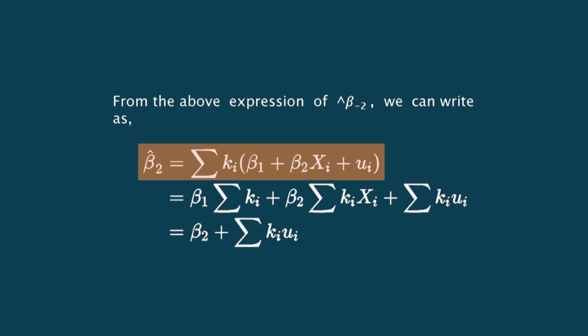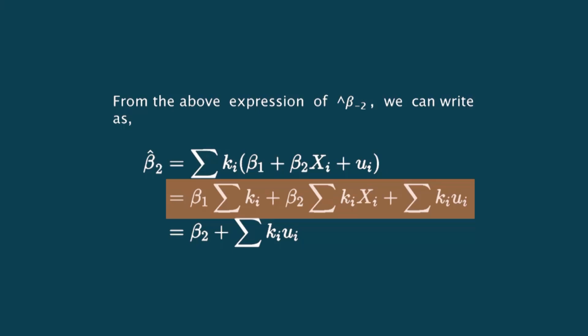Now, from the above expression of the beta 2 hat, we can write in a proper manner summation of ki, which is basically the weight, into beta 1 plus beta 2 xi plus ui. This is nothing but the yi that we have taken on the basis of the model, because we want to show that it follows a system of linearity. Now, if we remove the bracket and put the summation sign before ki, then we get beta 1 summation ki plus beta 2 summation ki xi, which we have already said should be 1, plus summation ki ui, which should actually be 0.